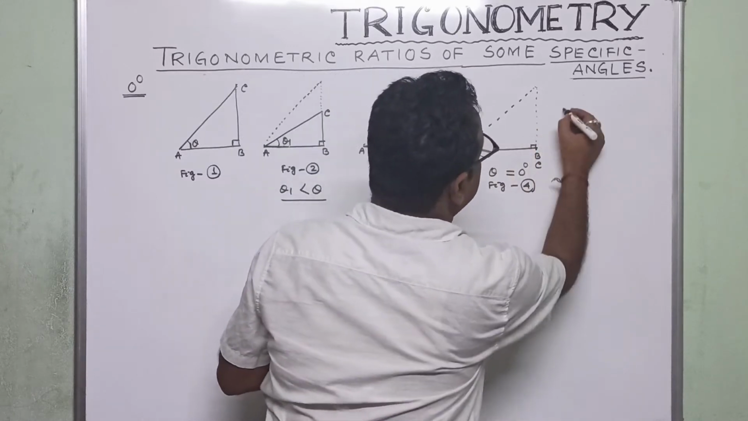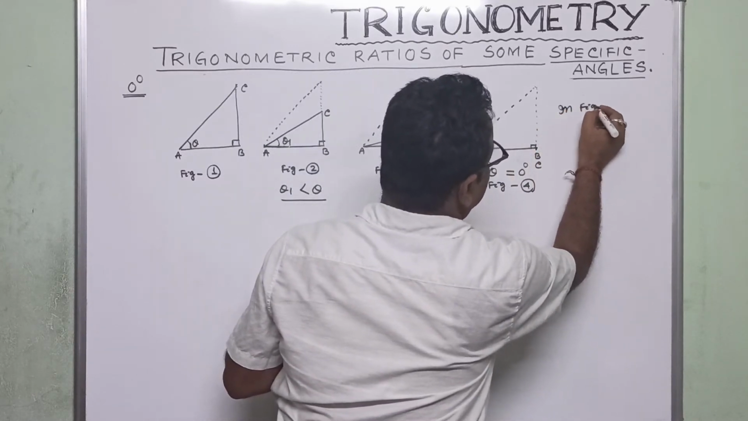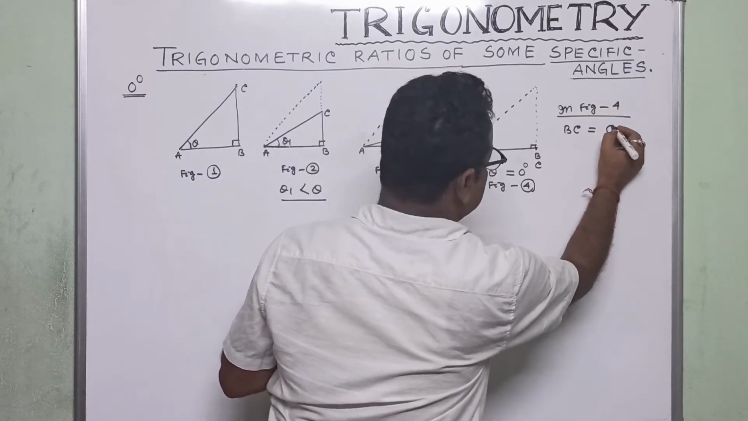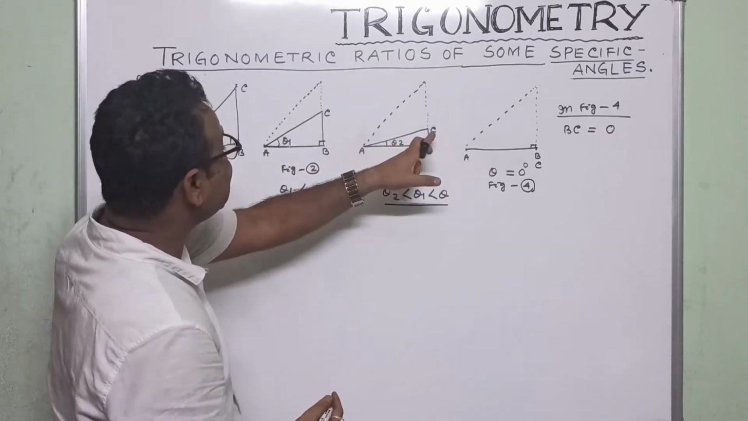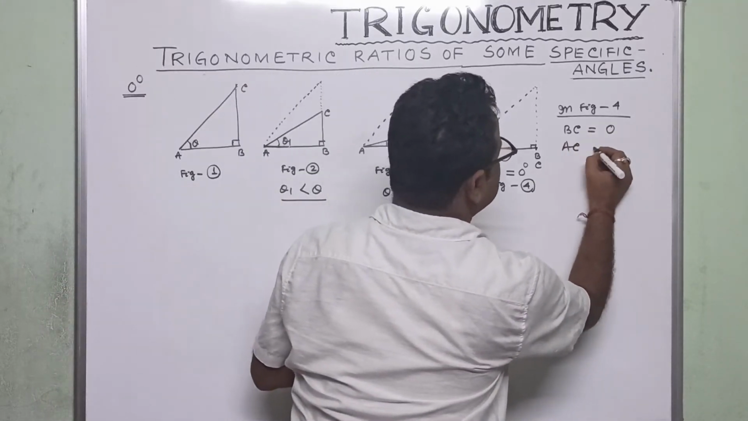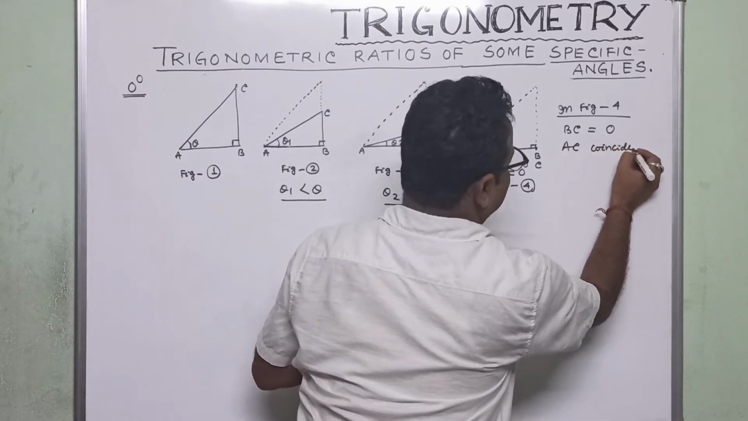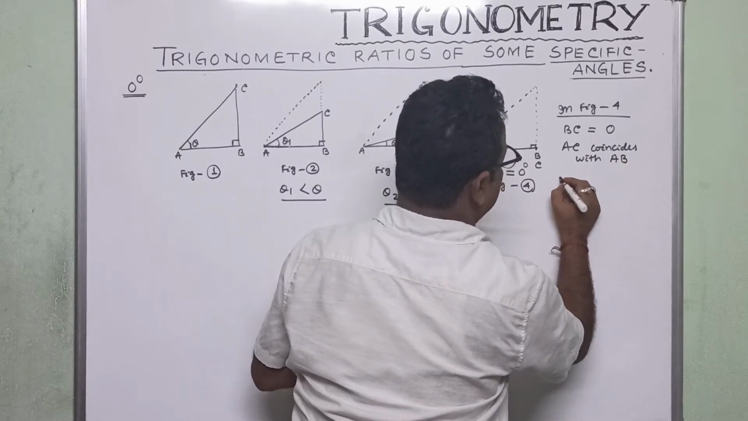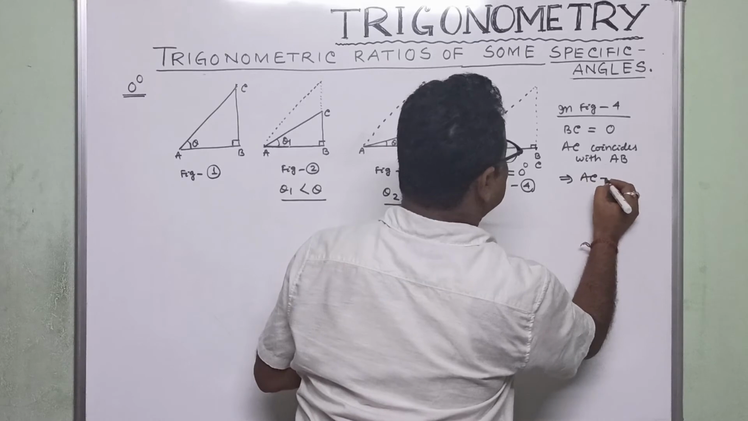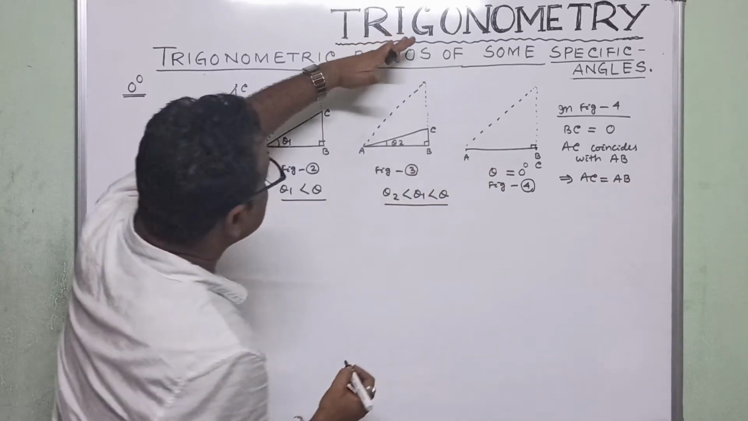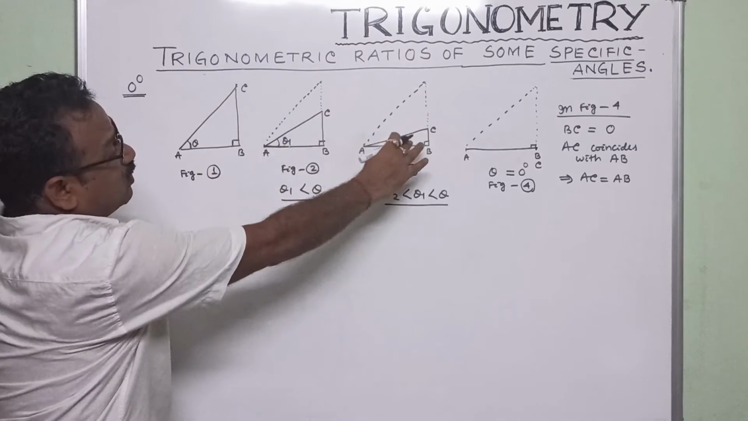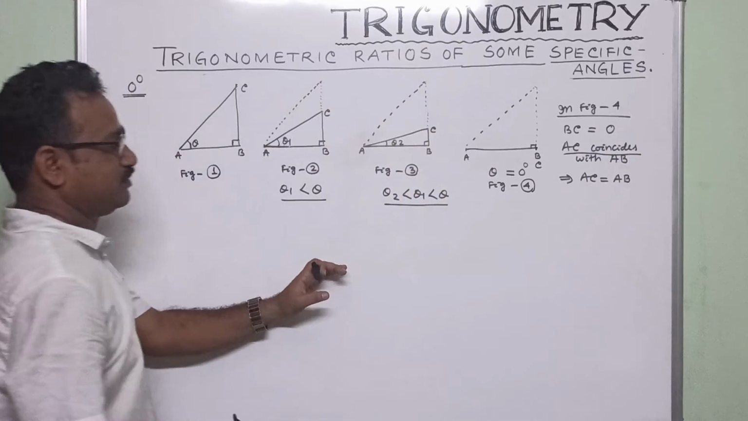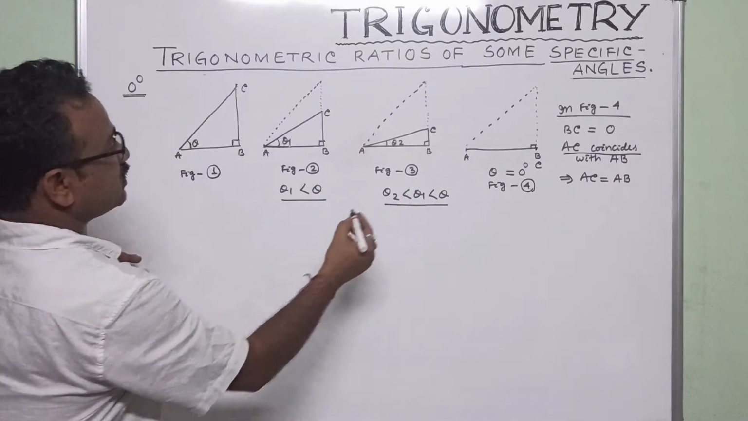Now here in figure 4, BC is equal to 0, and AC coincides with AB. That implies AC is equal to AB. AC is continuously coming down, and now finally coincides with AB. So now we'll find out this angle 0.